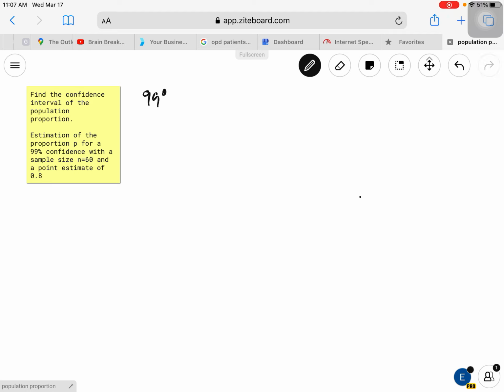We have here 99% confidence. We also have our sample size, which is equal to 60, and the point estimate, which is denoted by this mathematical notation p hat, because the symbol on top of p looks like a hat, so call it the p hat or point estimate, which is equal to 0.8. So the point estimate of the population proportion represents the number of successes in n trials.